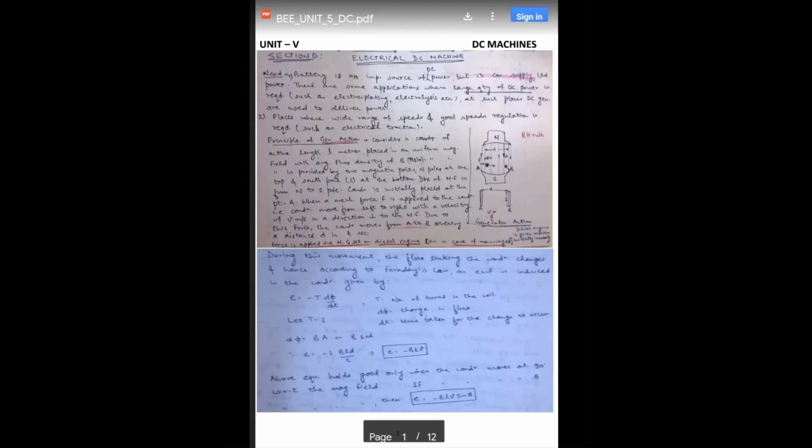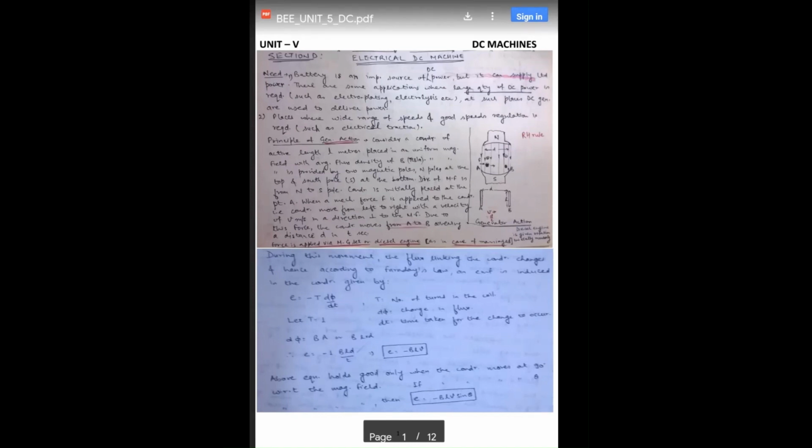Also there are specific applications which can be done only with DC supply, so there also DC is used. These applications are electroplating, electrolysis, etc. These DC machines can also be used for constant speed applications, as in the case of the DC shunt motor.